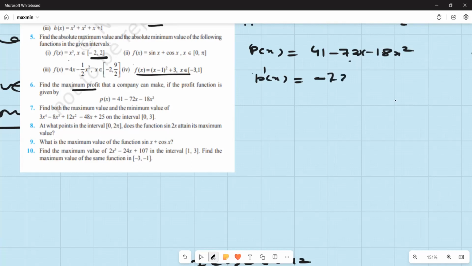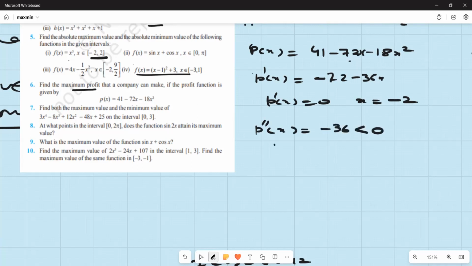-72 minus 36x. So what value did we get on putting p dash x equal to 0? x is -2. Now, what is the second derivative? It is -36, which is always less than 0. Therefore, we get the maximum profit, -36.